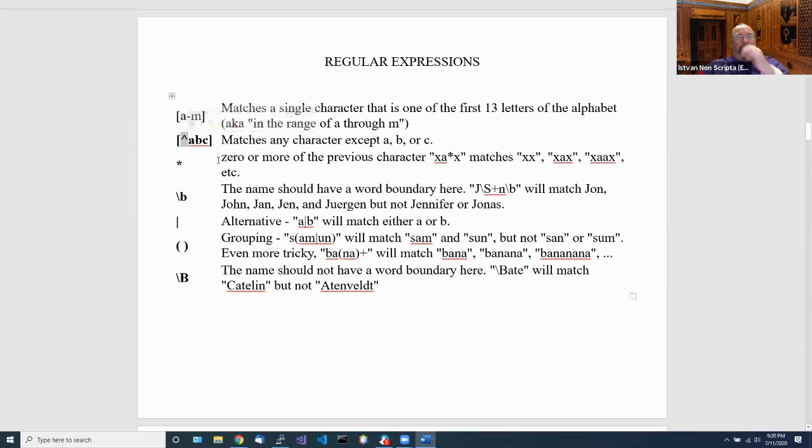I sometimes use the next one. The caret is weird in the beginning of the brackets, where if you put a caret as the very first character, it inverts it. So this says, I want one of any character that's not either A or B or C.